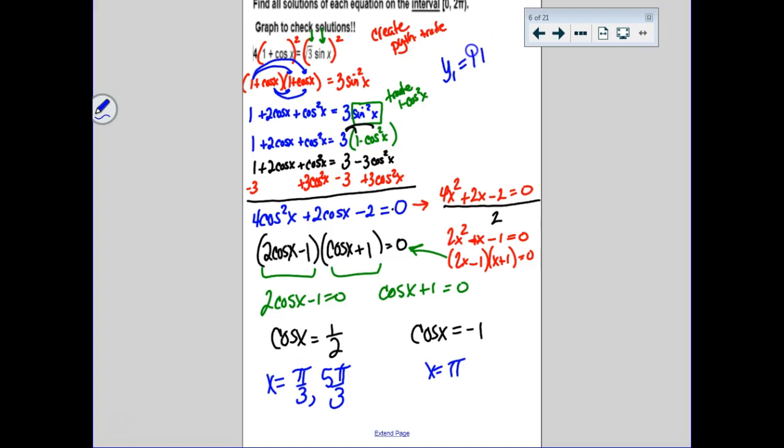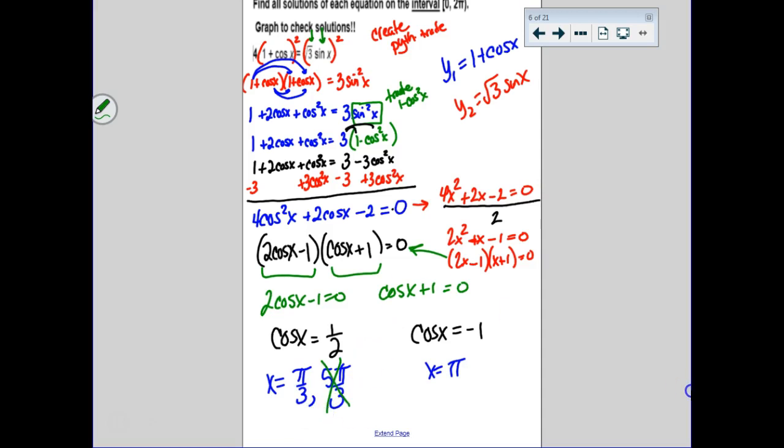You would put 1 plus cosine x into y1, and then you'd put square root of 3 sine x into y2, and then it looks horrendous, but you're going to set your window to 0 to 2 pi, and you're going to see that there's only 2 places where they intersect. So you're going to use that intersect feature to try to figure out which one is not the winner, and it turns out 5 pi over 3 is an extraneous solution that popped up.